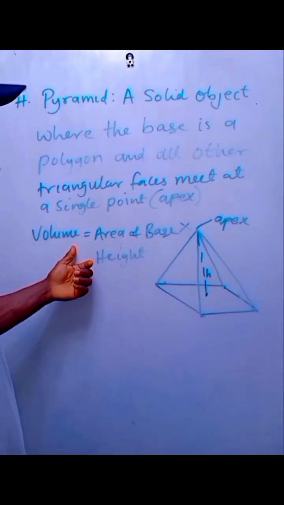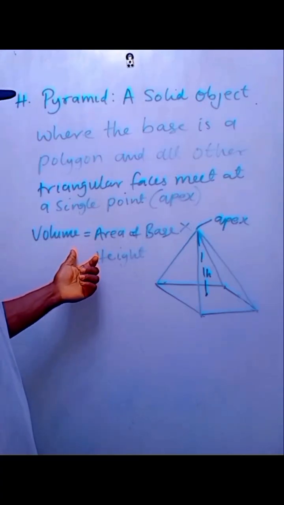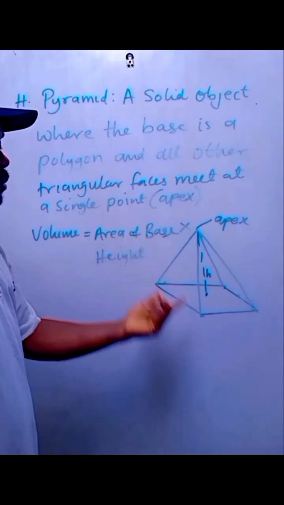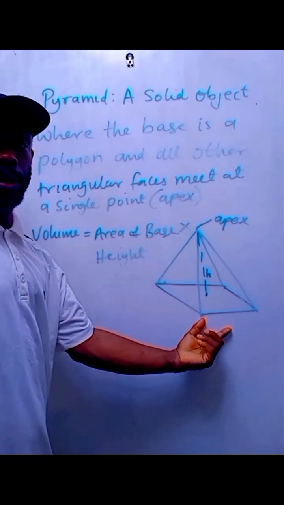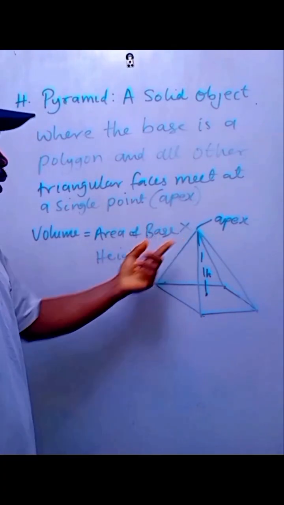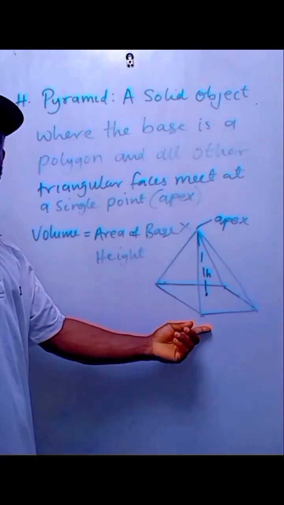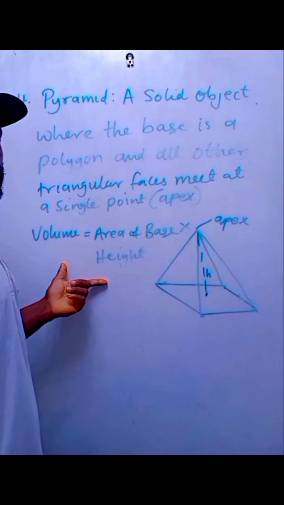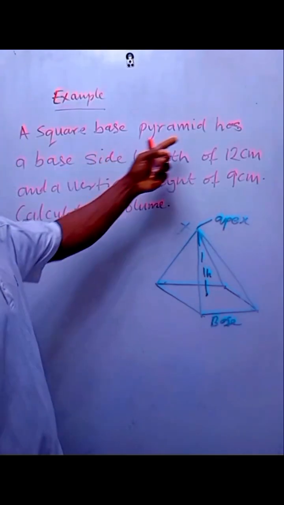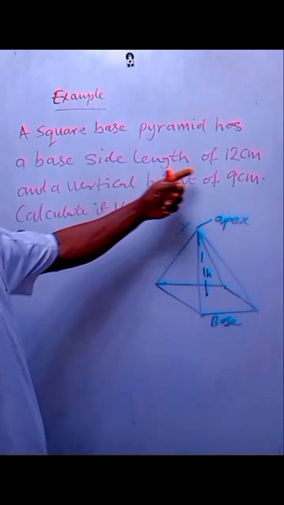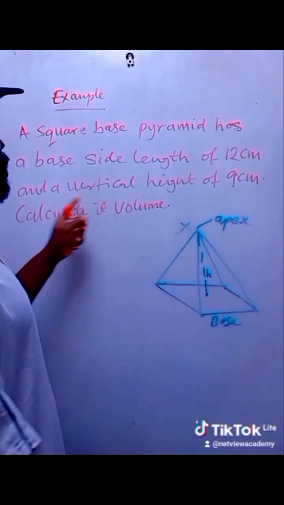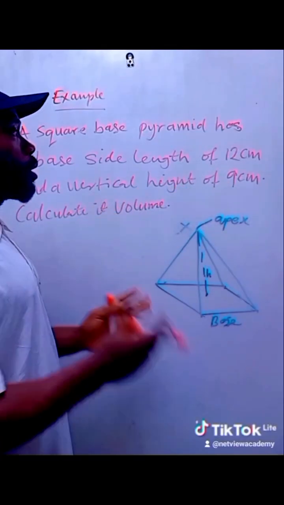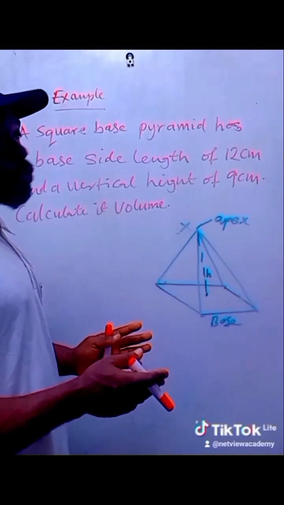So the volume of a pyramid is equal to the area of the base, the area of the base of the pyramid multiplied by the perpendicular height of the pyramid. That is the formula for the volume of a pyramid. A square-based pyramid has a base side length of 12 centimeters and a vertical height of 9 centimeters. Calculate its volume. The base of the pyramid is a square and the length of the square is 12 centimeters.